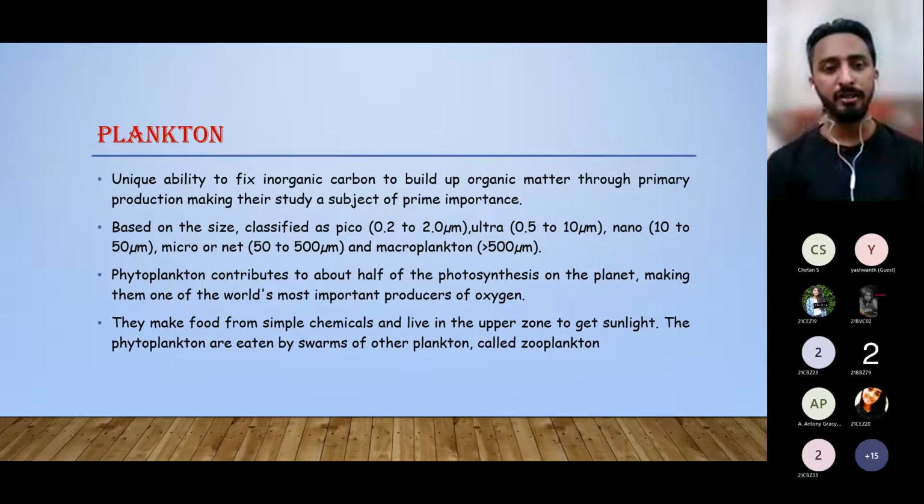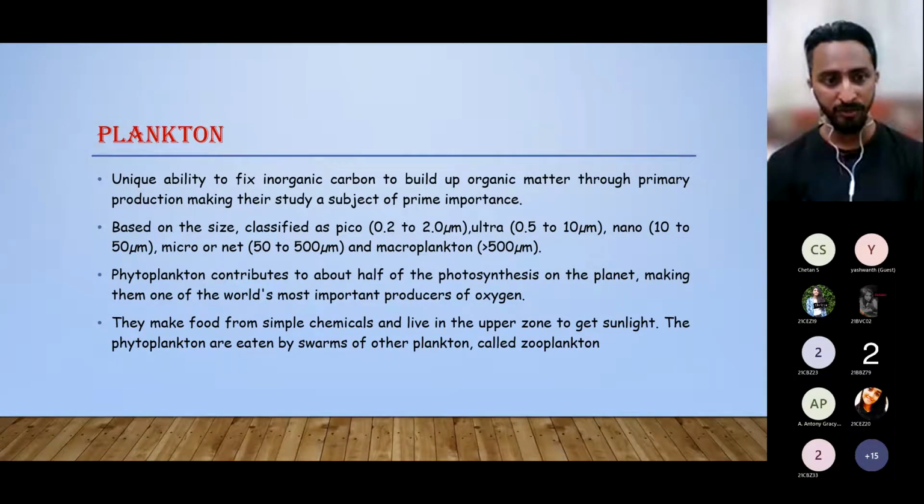Study of plankton in this case is mostly for phytoplankton because they have chlorophyll, which is the very important pigment used for the process of photosynthesis. As you all know, in the presence of light, making carbohydrates and releasing oxygen as well. Based on the size of phytoplankton in this case, we have picoplanktons, ultraplanktons, nanoplanktons, micro or the net size plankton, and macroplanktons. Apart from that, we have zooplanktons, which are larger in size, that is more than 500 micrometers.